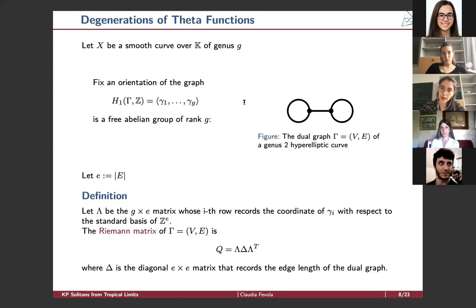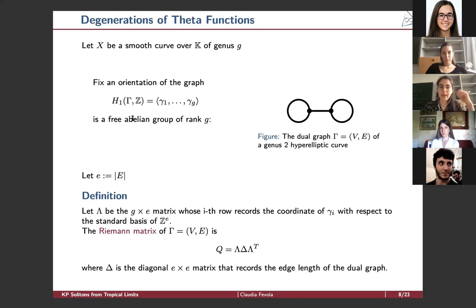What we want to do now is to define the Riemann matrix for such a degeneration of a curve. To do that, we need to fix an orientation of the graph, and it is possible to compute the first cohomology group of such a graph.